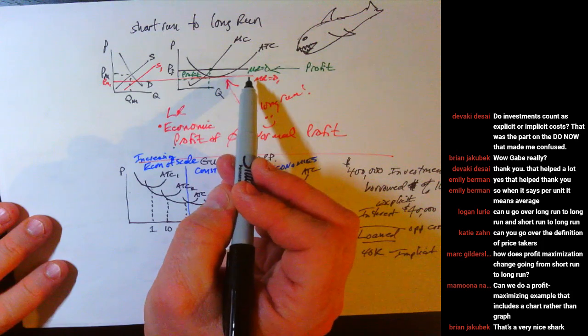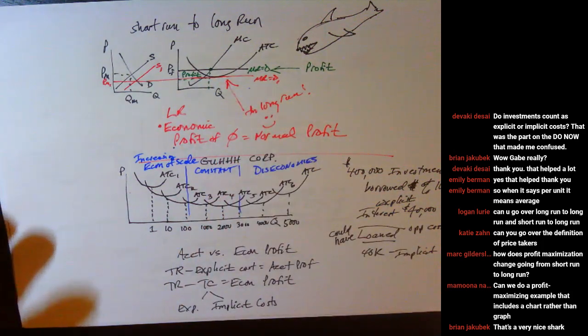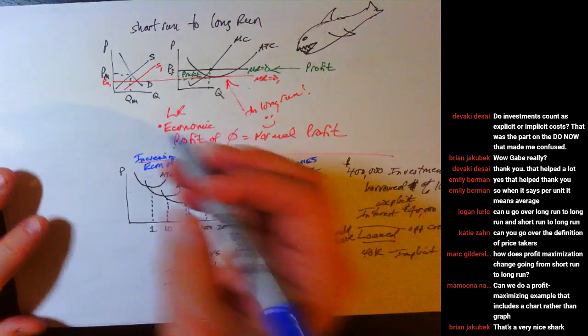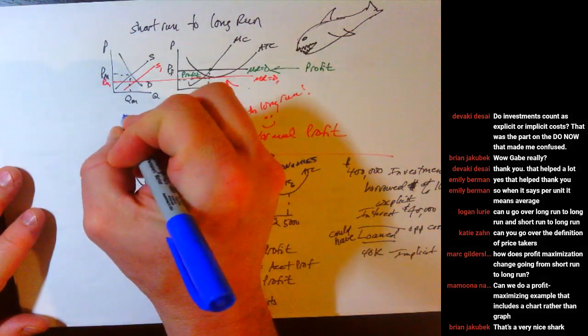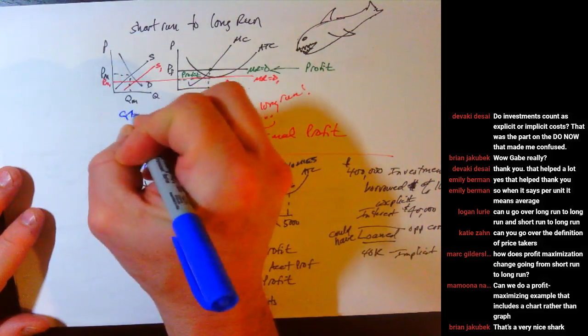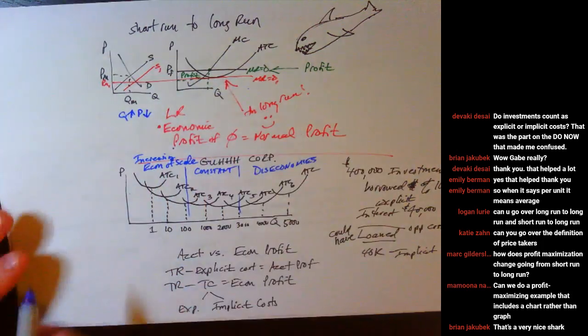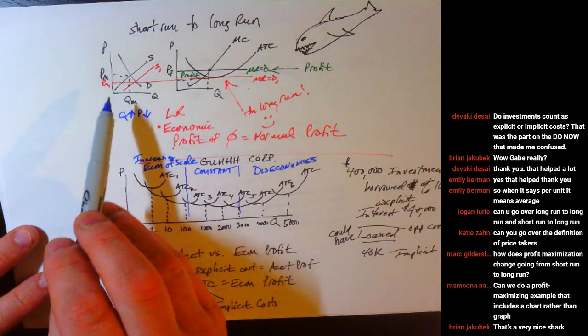Okay, thank you, Brian. All right, so in order for us to go back to this, now we're in the long run, and what we've seen here in the long run now is that quantity has increased and price has decreased. Okay, and that's in the market.